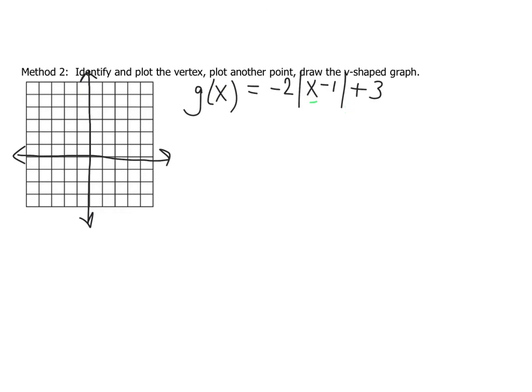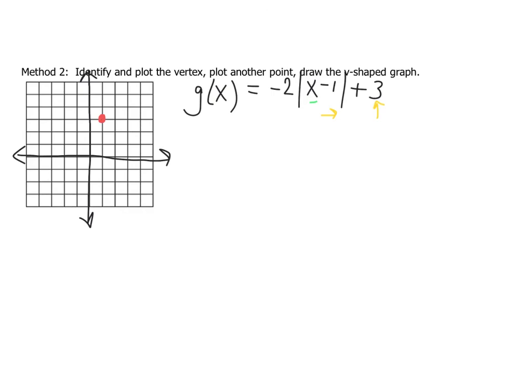Remember, the inside number is telling me the opposite. Minus usually means go left, so it's telling me to go right. And this is telling me to go up. So the vertex, from the parent function, is telling me to go right 1 and up 3 to get there. That is the vertex of this graph.